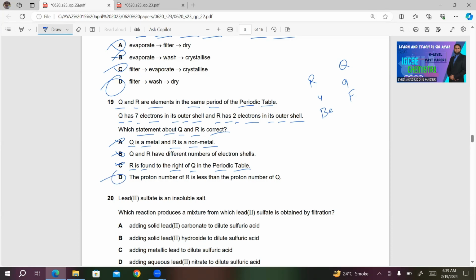For your convenience, I'm reading it. The proton number of R is less than the proton number of Q. You can see the proton number. Proton number of Q is higher than R. So D is the right answer in this case.